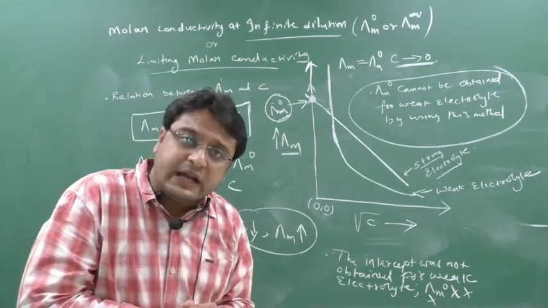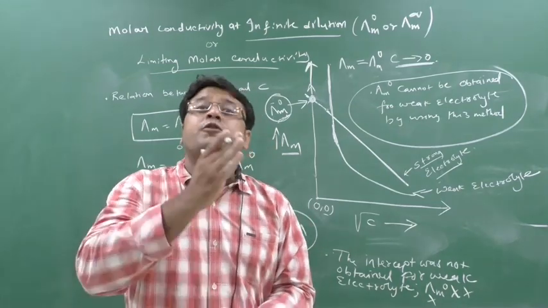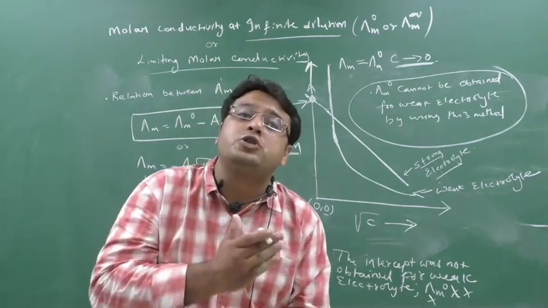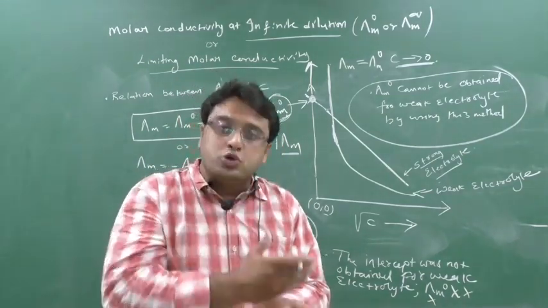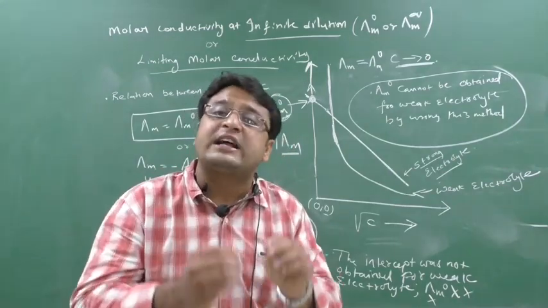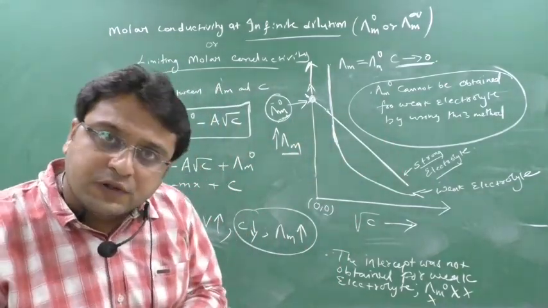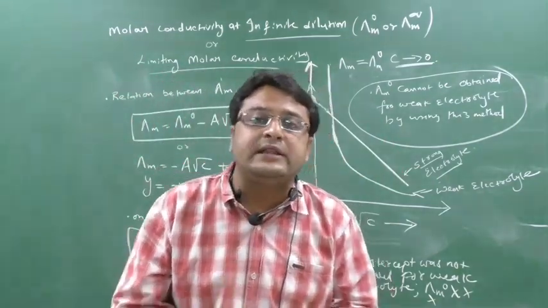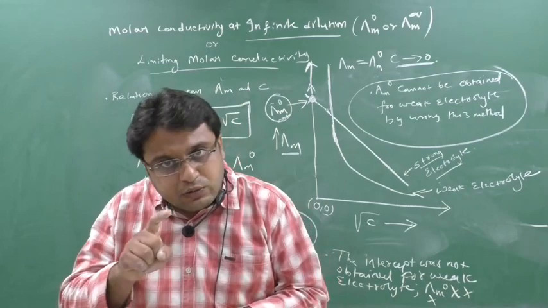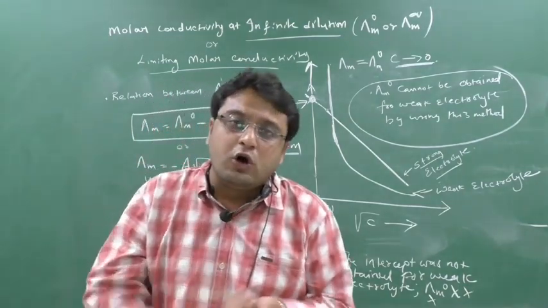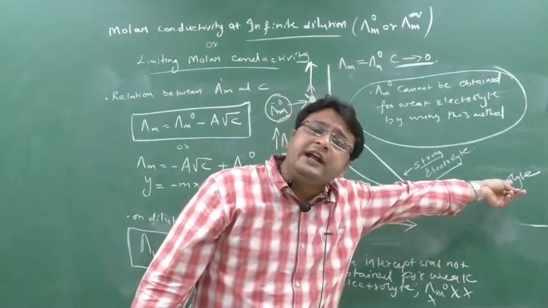But we have to calculate the lambda m naught value for a weak electrolyte. So who will give the lambda m naught value for the weak electrolyte? Kohlrausch's law has come in this chapter. Kohlrausch's law is the law used to determine the limiting molar conductance or conductivity for a weak electrolyte. That's why Kohlrausch's law comes in this chapter: it will help us get the value of lambda m naught for a weak electrolyte.